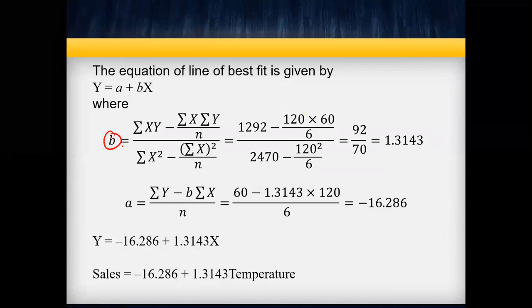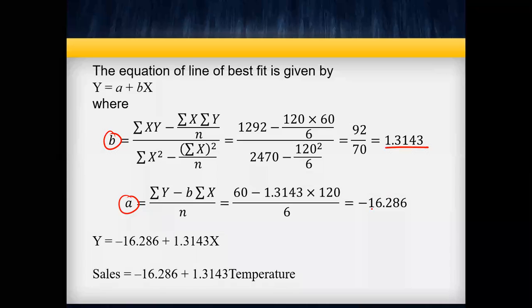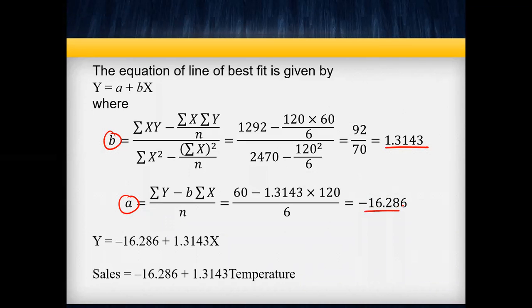First of all, you need to calculate B. B comes out to be 1.314, and then you get A. A comes out to be minus 16.286. So you have A and B. The best fitted line equation is given by this one: Y equals A plus BX. Now Y is sales and X is temperature. Just put the temperature here and you will get the sales.